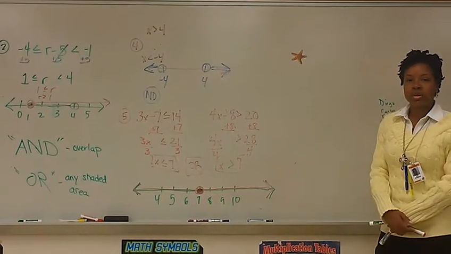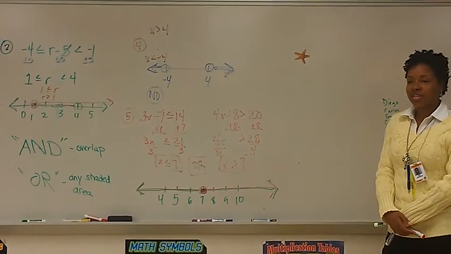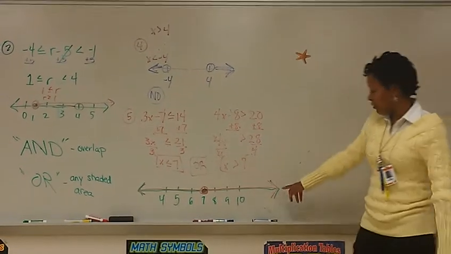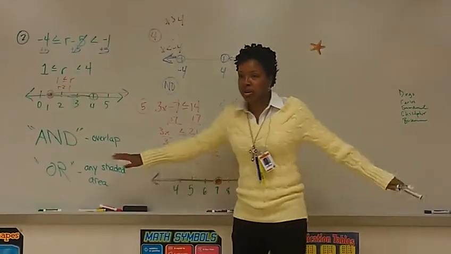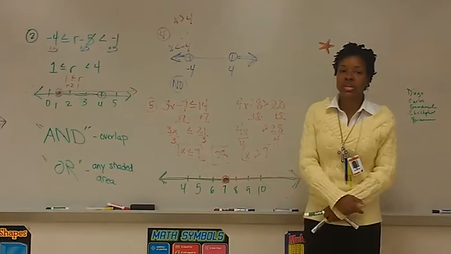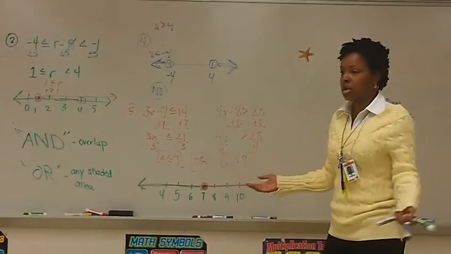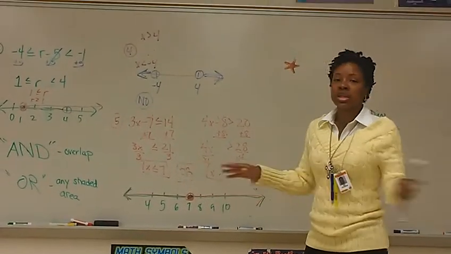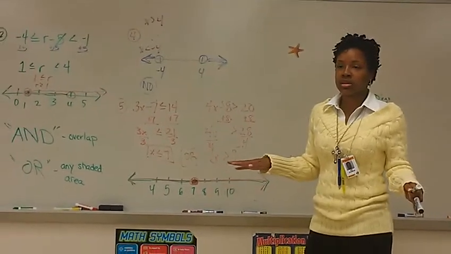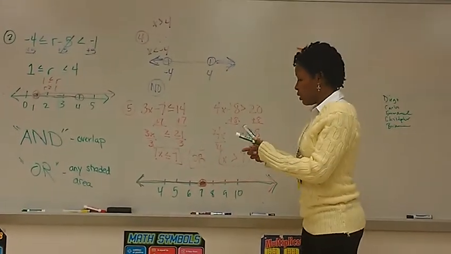What part of the graph are we looking at? 4, 5, 6, 8, 9, 10. The whole thing. Because even my arrows, right? It keeps going on forever and ever. Is there any part of the graph that's not shaded? No. Okay? Everything is covered. Does that make sense?